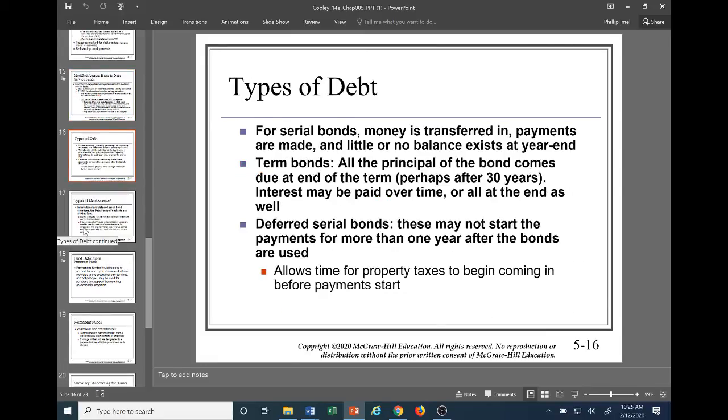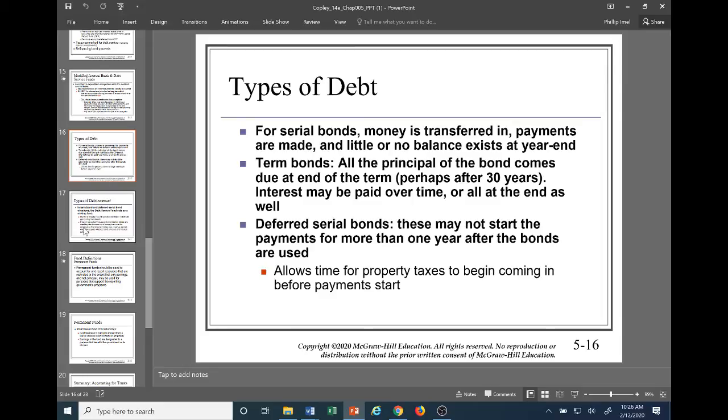So, types of debt. For serial bonds, money is transferred in, payments are made, and little or no balances exist at year end, right? Because serial bonds, what's the difference between a serial bond and a term bond? Do you know the difference between the two? Let's just think of the name of them. The names a lot of times can give it away. A serial bond is something where the installments are going to be due in a series of payments, right? So like maybe every year or every other year is going to have a payment. Let's just say annually there's going to be a payment every year. A term bond, the payment's not due till the end of the term of the bond, so at the end of the life. So there'll be one payment at maturity. So that's the difference between the two.